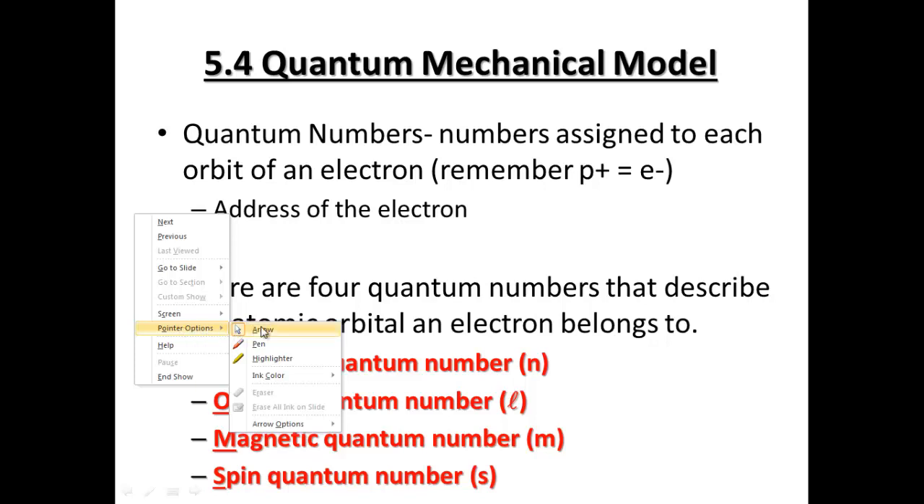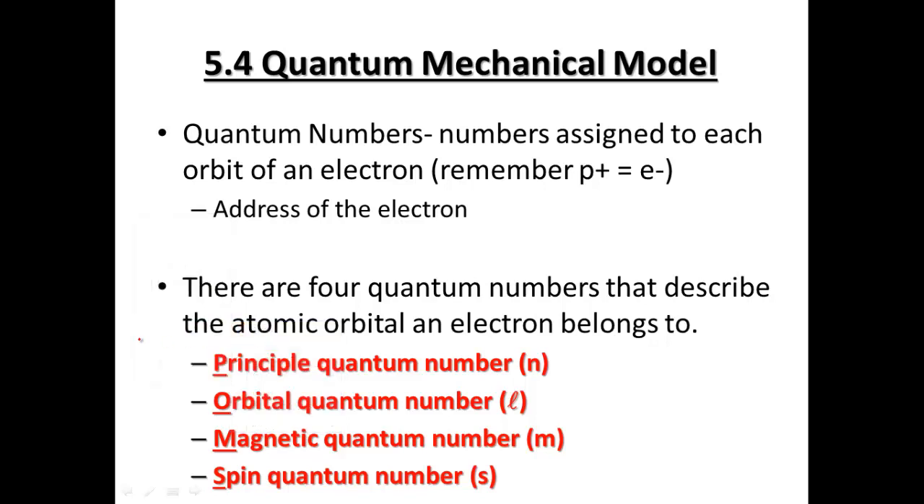Today we're going to start looking at the quantum mechanical model, and specifically what we're going to be talking about is where the electrons are at, giving them basically a street address. And so we call these our quantum numbers: numbers assigned to each electron and where it's orbiting.